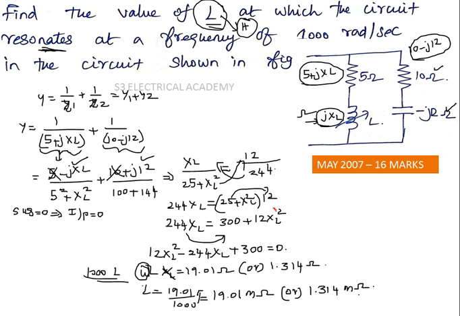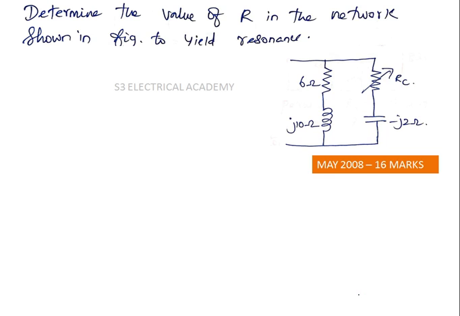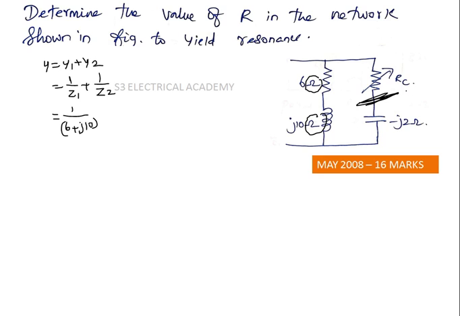Next we move to question number 2. Determine the value of RC in the capacitance leg in the network shown in the figure to yield resonance. So same thing. What is the same thing? Admittance Y. Admittance Y is equal to Y1 plus Y2, that is 1 by Z1 plus 1 by Z2, that is 1 by the first leg, 6 ohm and j10 ohm connected in series. Before that you should ensure that all the units are homogeneous, that is ohm.